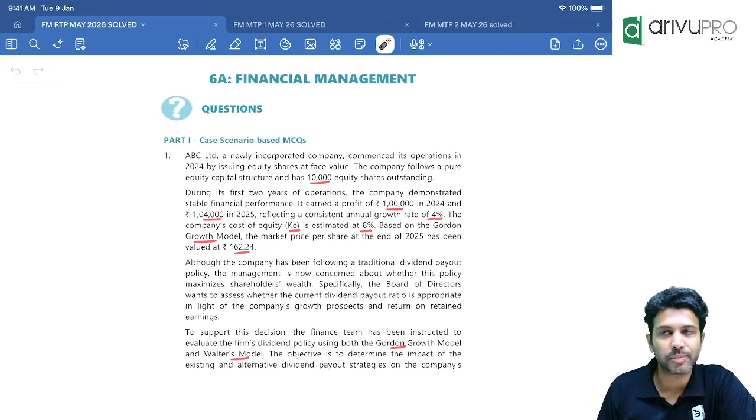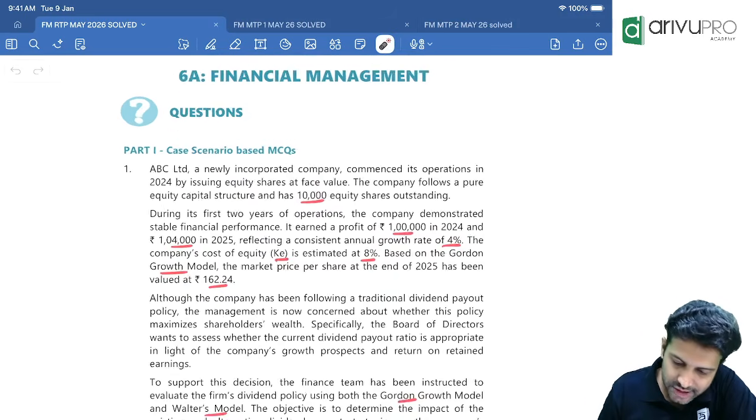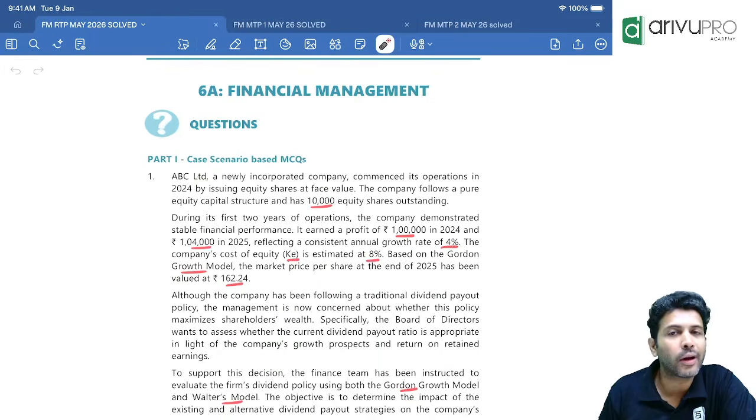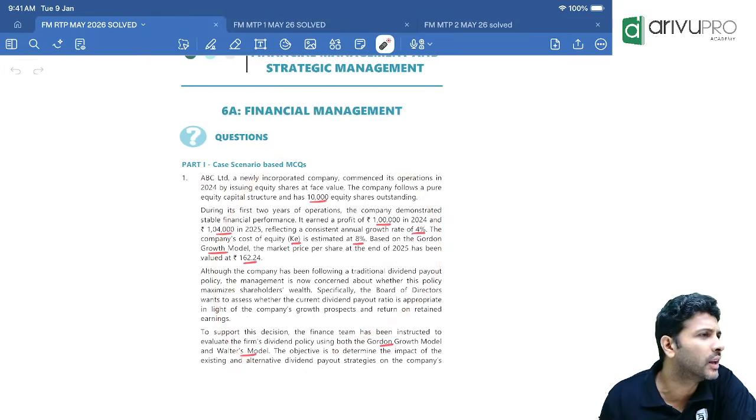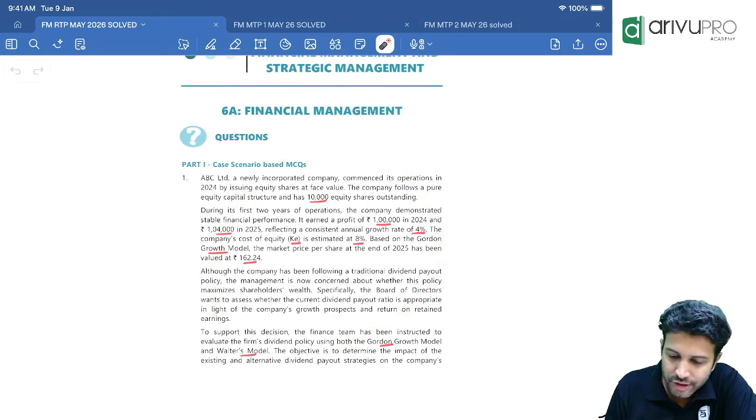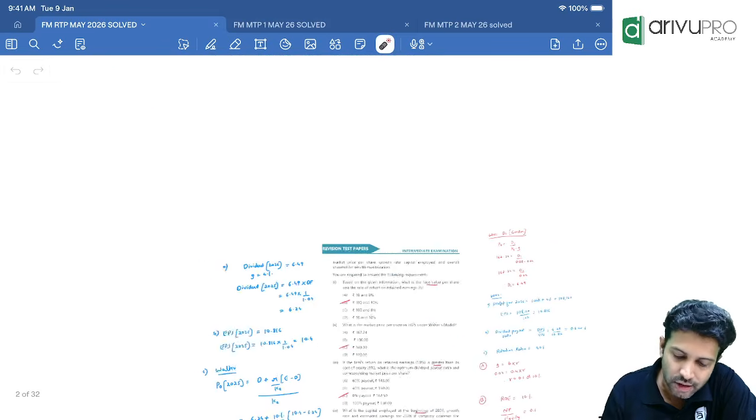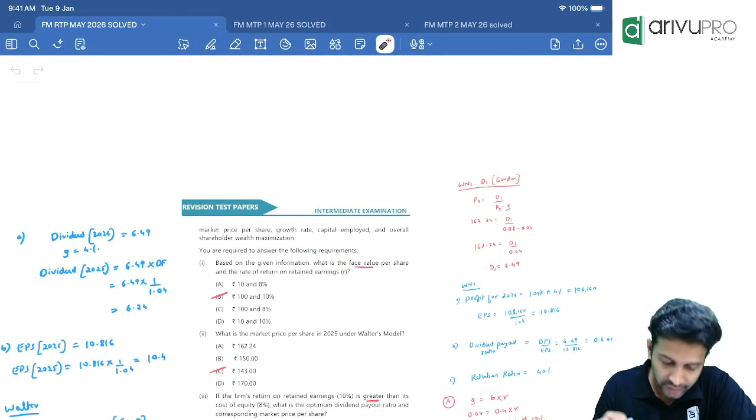First is a case-based question. Carefully, let's read the question. As I keep telling you people, cases will usually be quite big, so don't waste your time reading the cases entirely first. Always have a quick look at the requirement.